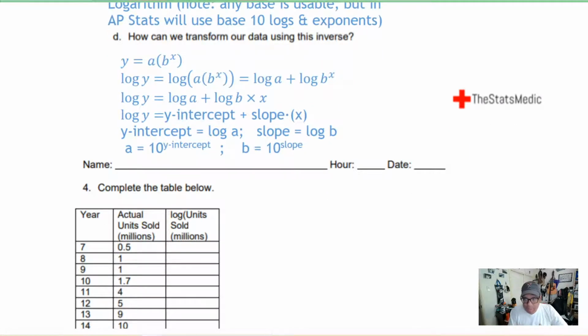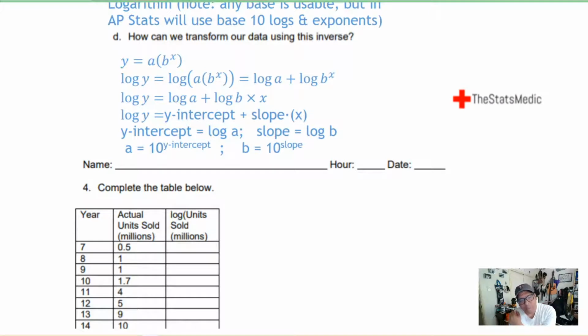And if we're interested in going back and forth between our exponential model and our linear model, then the a in the exponential model is just 10 to the power of the y-intercept. And then b in the exponential model is going to be 10 to the slope of the linear model. Don't worry, we're going to go over that all over again.